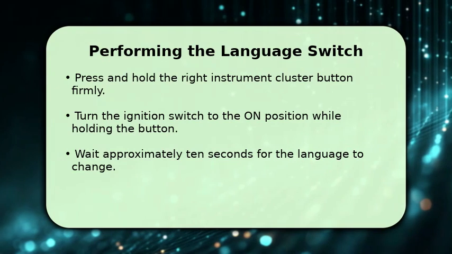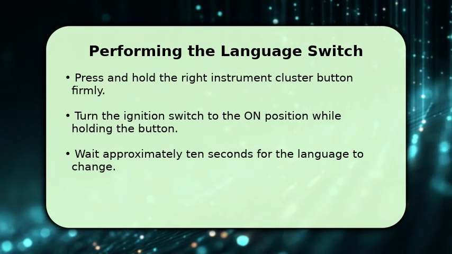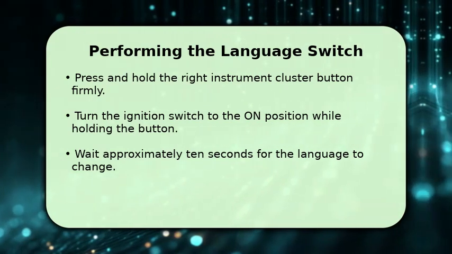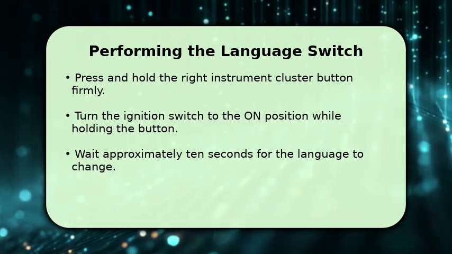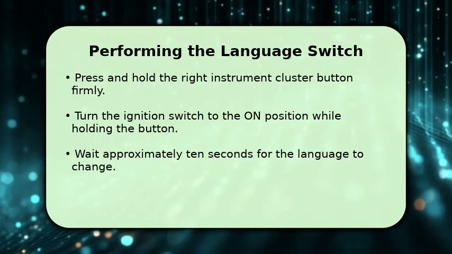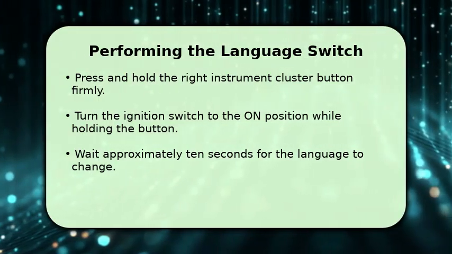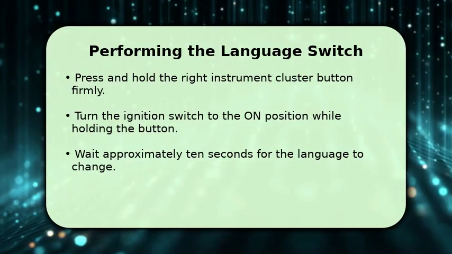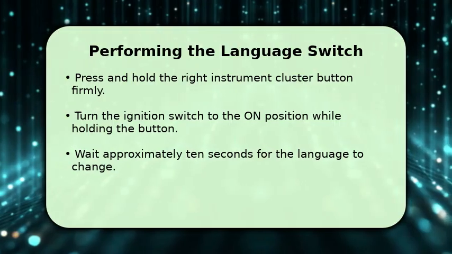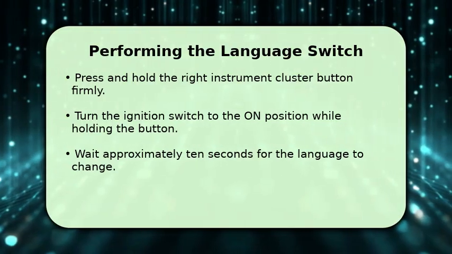Now, let's perform the actual language switch. With the ignition off, firmly press and hold down the right instrument cluster button. While keeping this button continuously pressed, turn your ignition switch to the on position. You do not need to start the engine for this step. Continue holding the button for approximately 10 seconds. You should then see the display language cycle to the next available option on your screen.